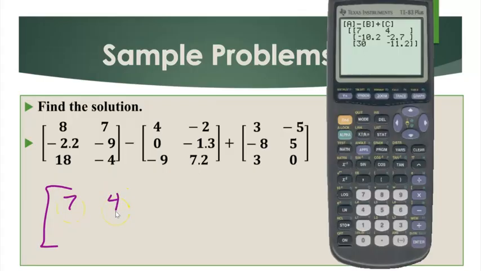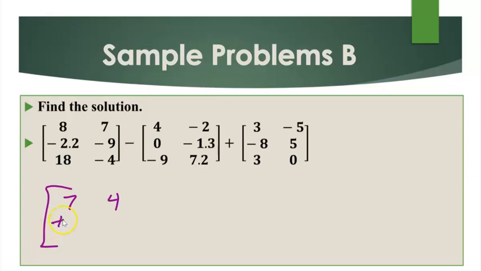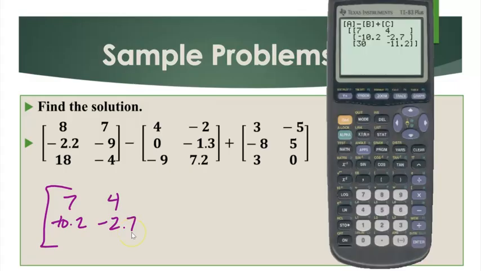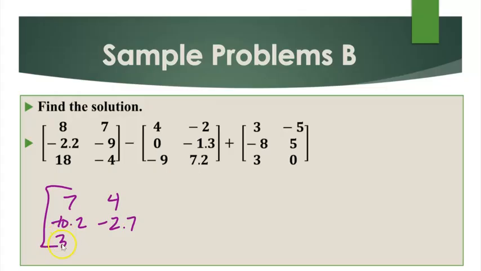We have -10.2 and -2.7. And our last ones are 30 and -11.2. And that would be our matrix.